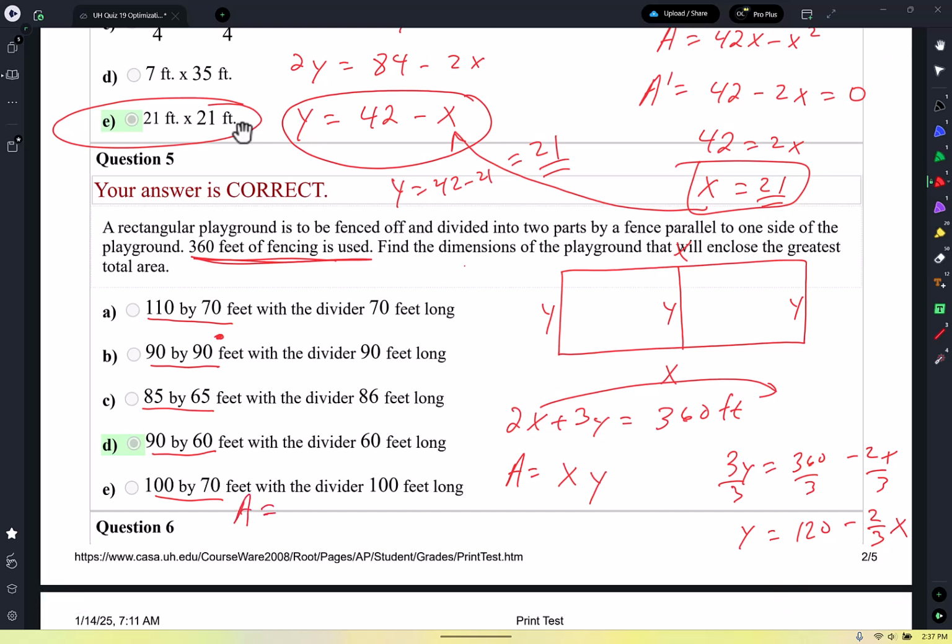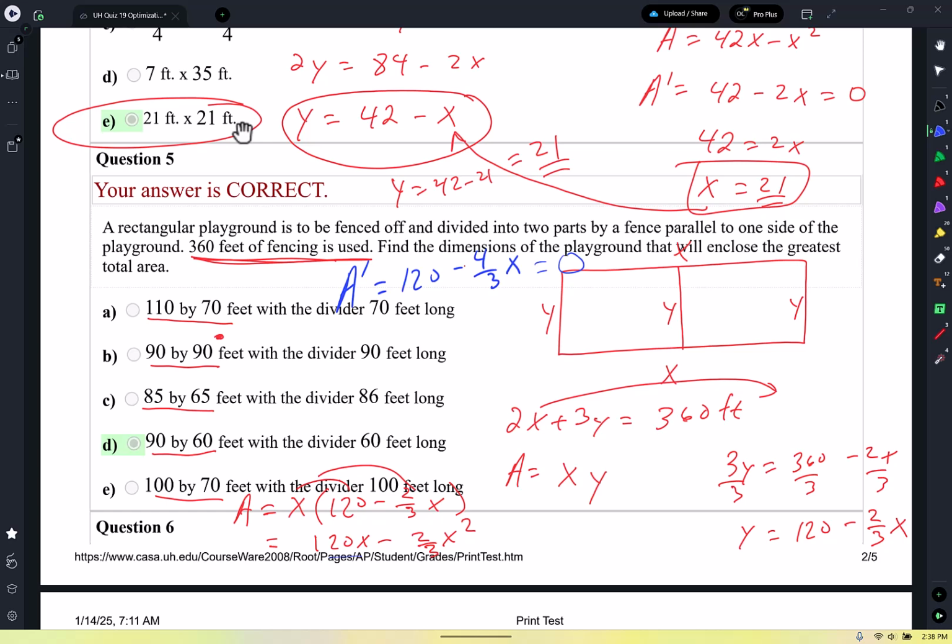I'm going to go to area, and I'm going to plug that in. X times 120 minus 2/3 x. Distribute the x. Area is 120x minus 2/3 x squared. I am ready to take a derivative. A prime, that is actually code for derivative in some programs. So here we go. Derivative of 120x is 120. And derivative of 2/3 x squared is 4/3 x. Equal that sucker to 0.